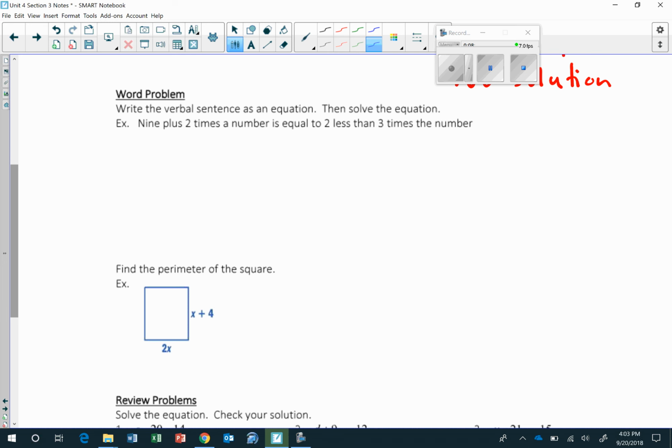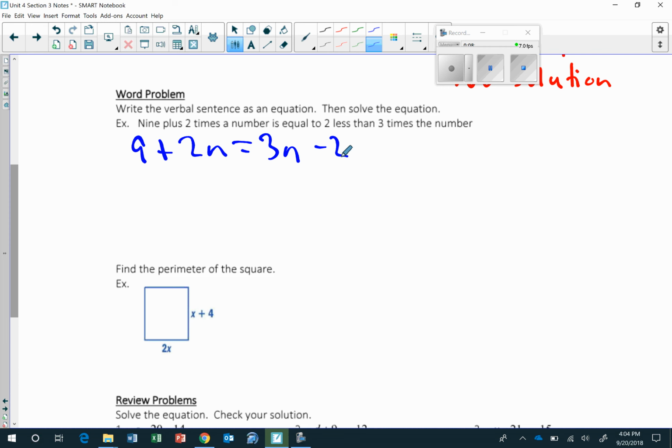All right, and then lastly, we've got some word problems. It says write the verbal sentence as an equation, then solve the equation. So we have 9 plus 2 times a number, I'll just put n for number, is equal to 2 less than 3 times the number. So that's 3 times the number minus 2. So that's what my equation is.